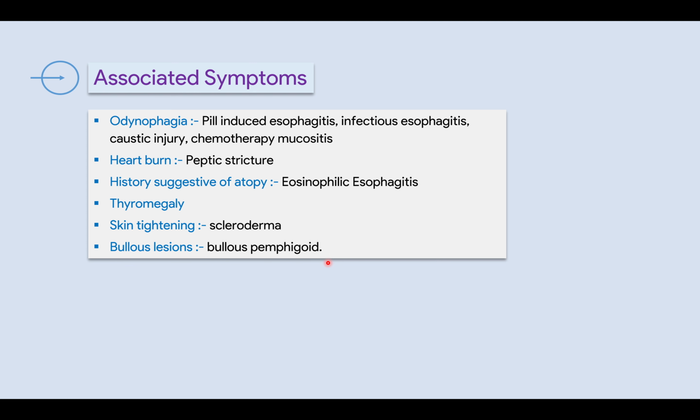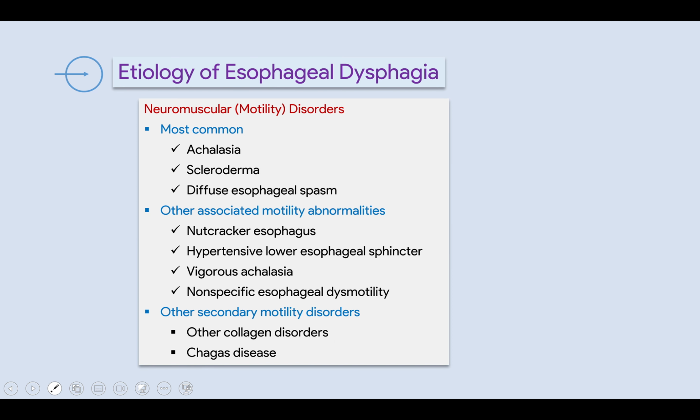Now, as we learned about the etiologies of oropharyngeal dysphagia, now we will learn about the etiologies of esophageal dysphagia. So what are the etiologies of esophageal dysphagia? The first is the neuromuscular disorders like motility disorder. The most common is achalasia, in which the muscles of the esophagus are getting involved. So there is no structural lesion, but the muscles are getting involved. So this is called a motor dysphagia.